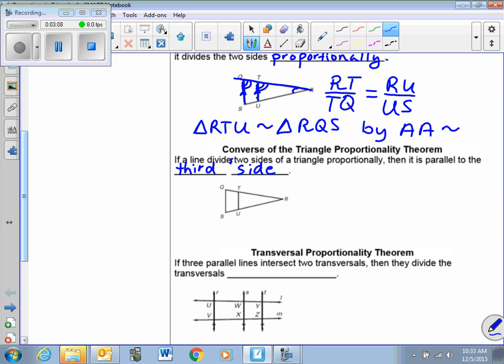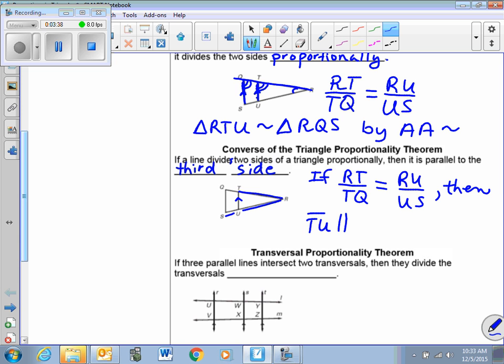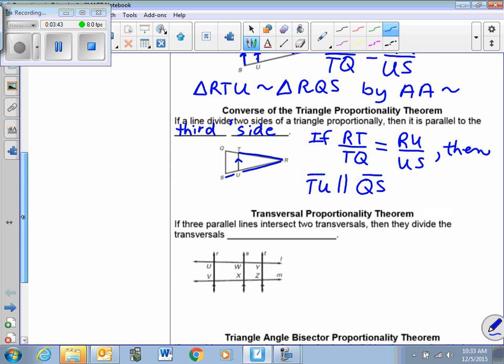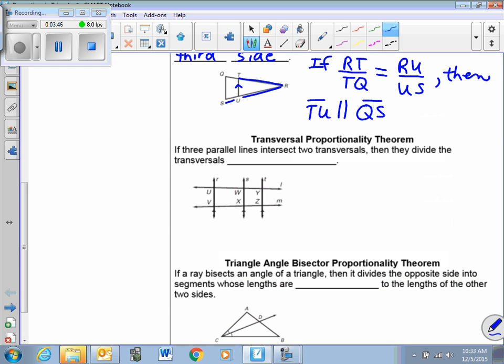So what this is saying here is if I know that proportionality is true, so if I know that RT over TQ equals RU over US, then, because of this theorem, I can say that TU is parallel to QS. Right, good theorem there. Next theorem, transversal proportionality theorem.